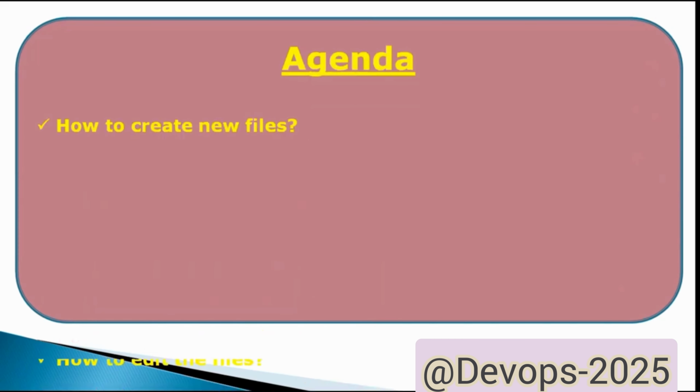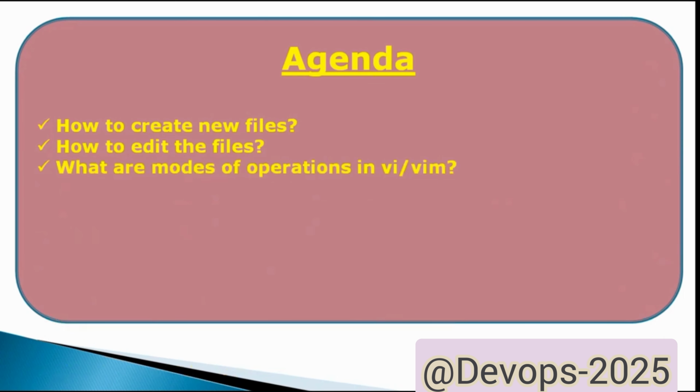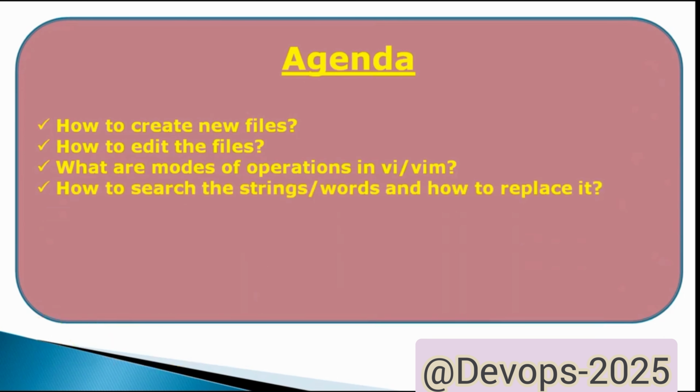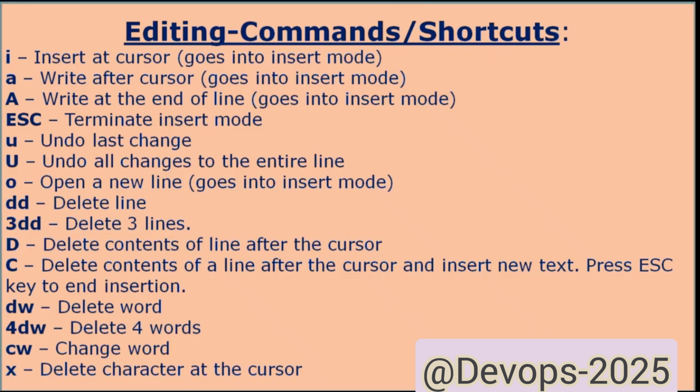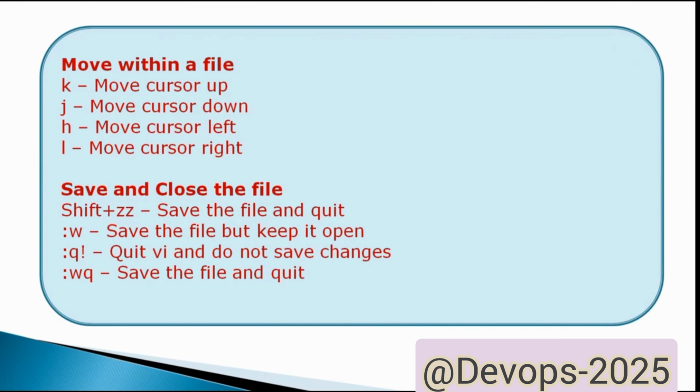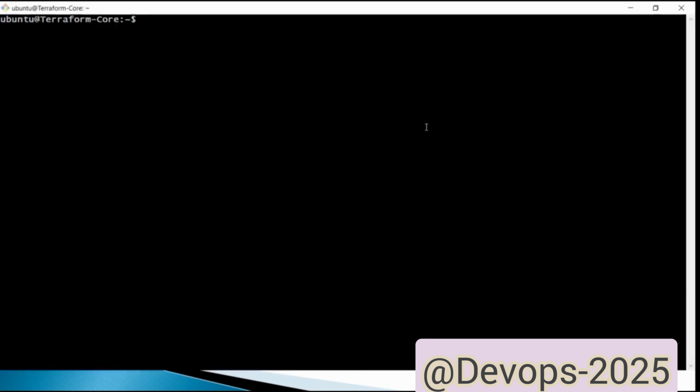Using editors, we can create a file and edit files. There are different modes of operation in the VI editor, how to search particular words, how to copy and paste lines, how to delete lines, how to set line numbers, and there are different shortcuts. Here are a few shortcuts I have listed which we can use frequently day to day, with respect to the cursor, file changes, and how to save them. So let's see how it works.